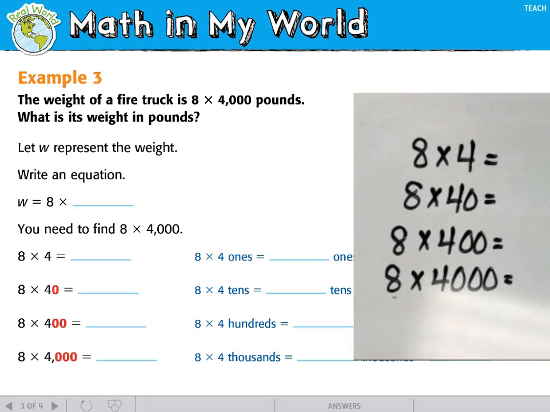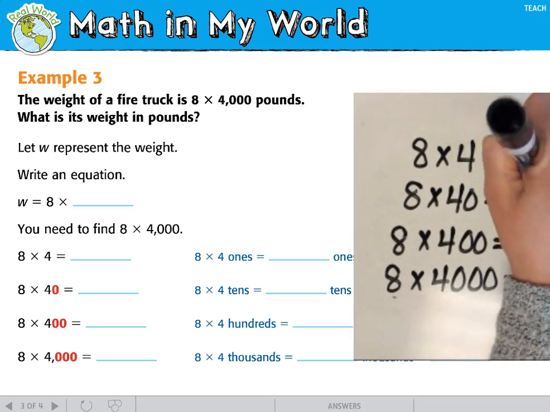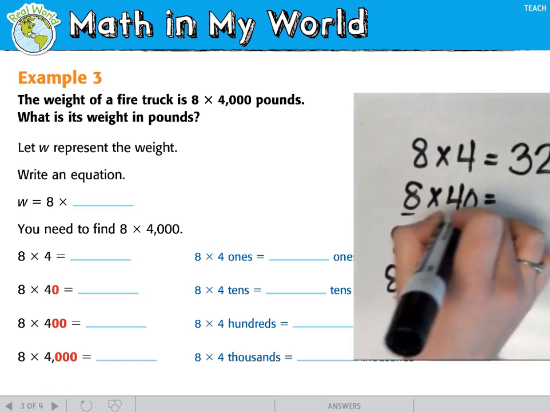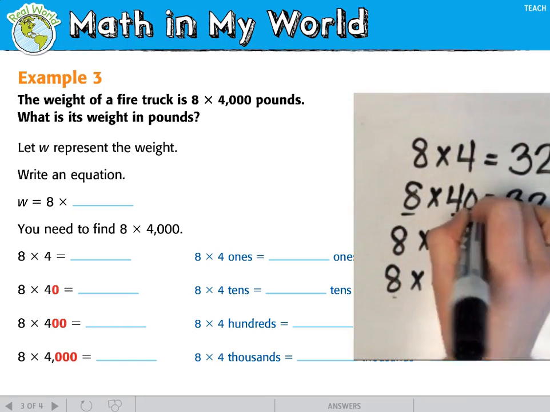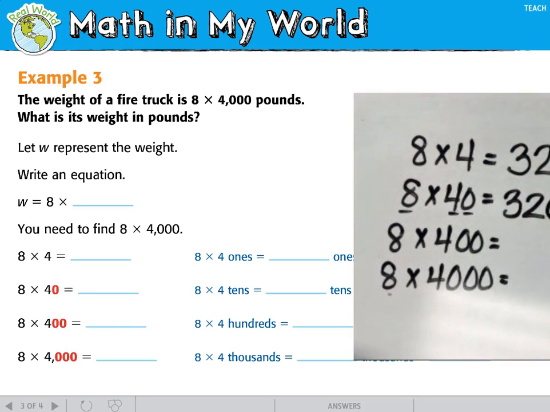So we're going to start with just the basic fact of 8 times 4. 8 times 4 is 32. Good. So now I'm going to move up to the tens. Okay, 8 times 4 ones would be 32 ones, which equals 32. 8 times 40, again, I'm going to do my basic fact, which is 32. And then I'm going to put a 0, because we're doing 8 times 4 tens, which equals 32 tens, which would be 320.